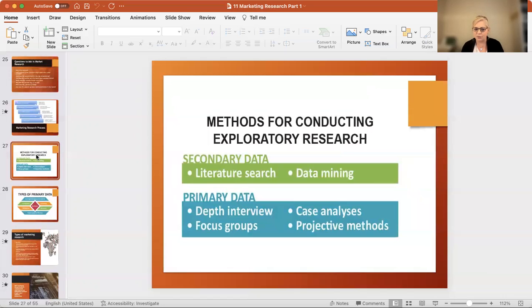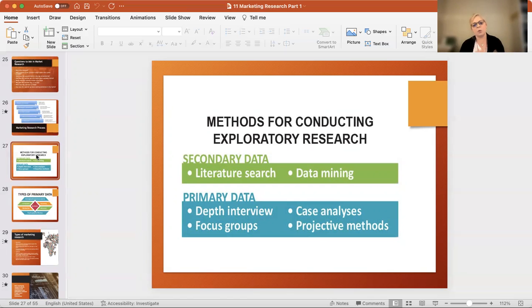There's primary data, right? That's data that we have initiated ourselves. It's not something that we relied on. A lot of this is in-depth interviews, focus groups, case analysis, and stuff like that we have actually created on our own. Secondary data would be literature. We're going out and we're looking to see what other people have done, or data mining. You can go out and look at different sources for that.